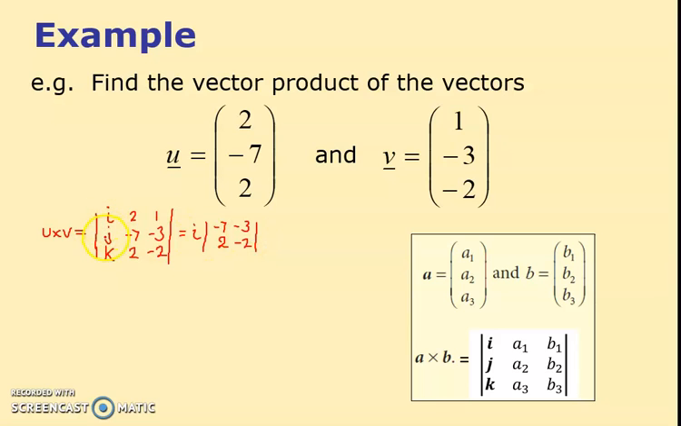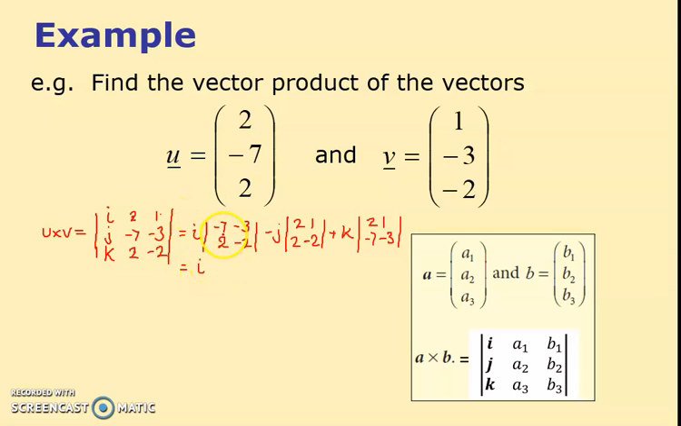Now remember it goes plus, minus, plus. So minus j times 2, 1, 2, minus 2. And then plus k times, we're down there, so we're at 2, 1, and minus 7, minus 3. So let's do each part of that. And the ijk obviously just refers to the fact that I'm going to end up with a vector.